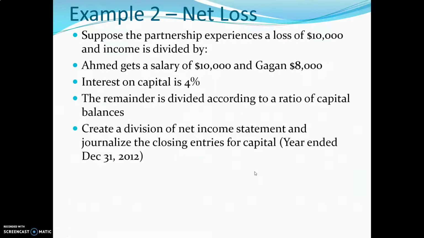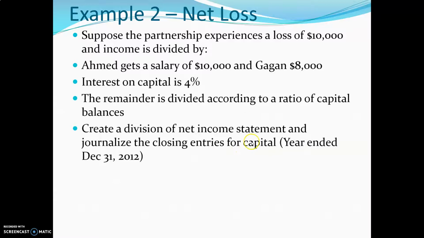Moving on to example 2, suppose a partnership experiences a loss of $10,000 and income is divided by one: Ahmad gets a salary of $10,000 and Gagan gets $8,000. Interest on capital is 4%. The remainder is divided according to the ratio of capital balances. And our job is to create a division of net income statement and journalize the closing entries for capital.